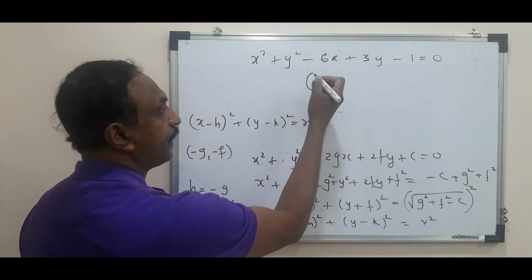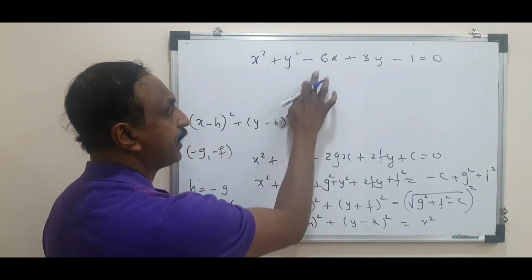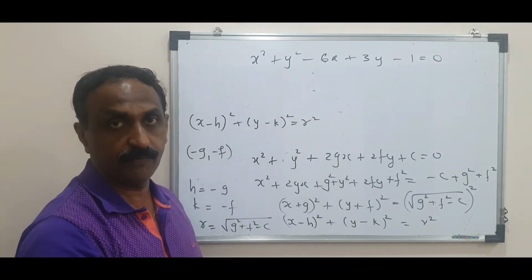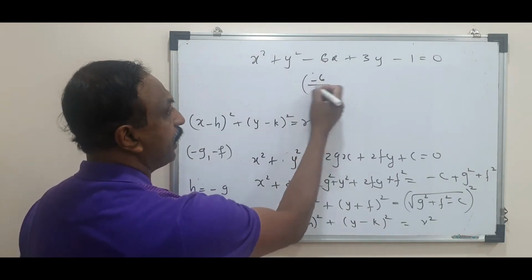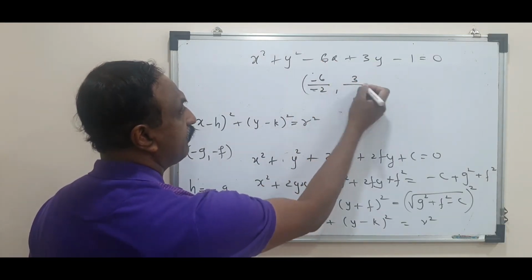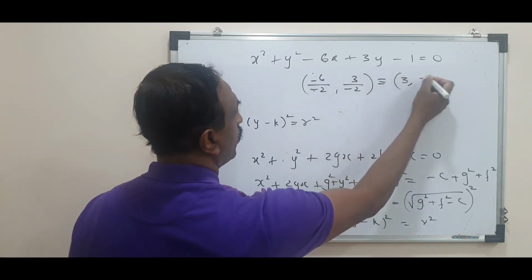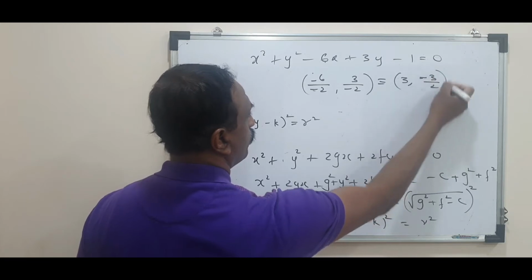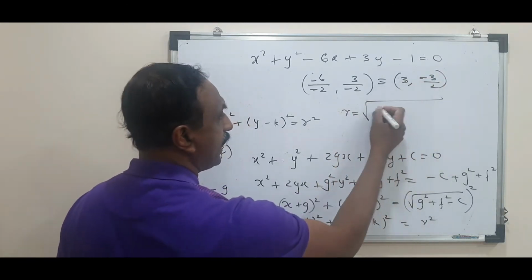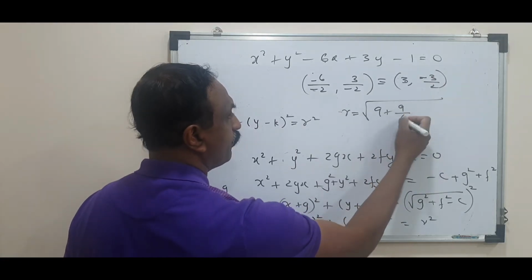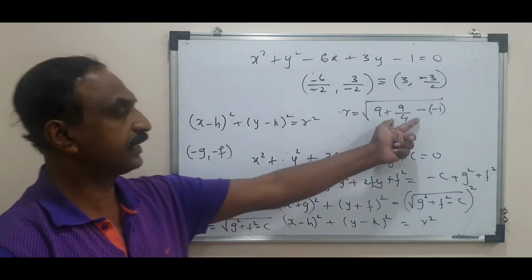Divide the coefficient of x. First of all, check whether the coefficients of x square and y square are 1. Then only you can apply this idea. If not, you make it 1 by dividing. Then the center would be minus 6 divided by minus 2, 3 divided by minus 2 will be the center. So the center will be 3 comma minus 3 by 2. Now to calculate the radius, just square the center, 9, square this, 9 by 4, minus the constant term. So this will give me the radius of the circle.